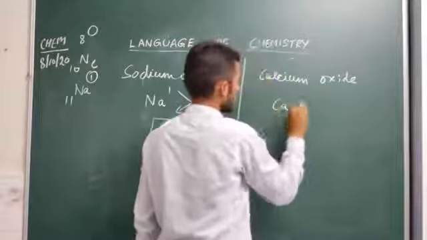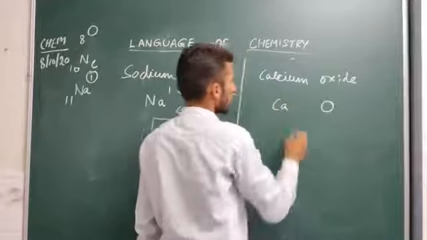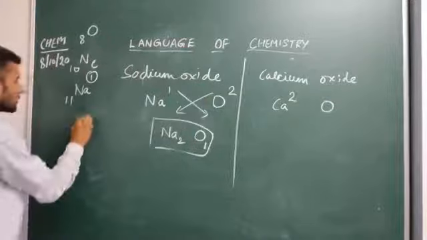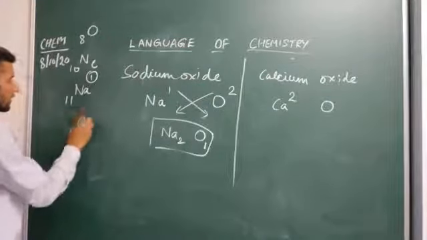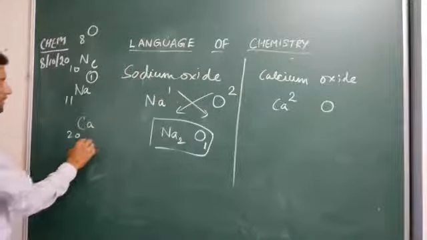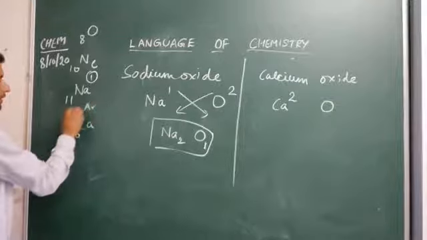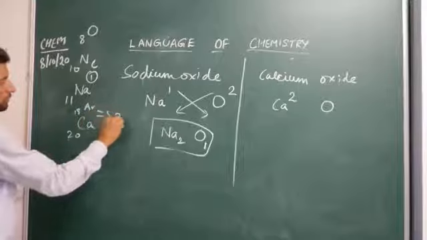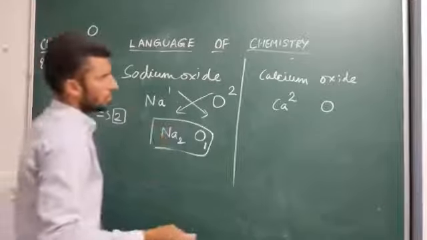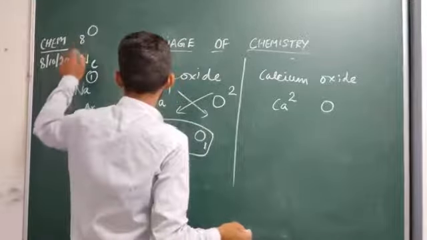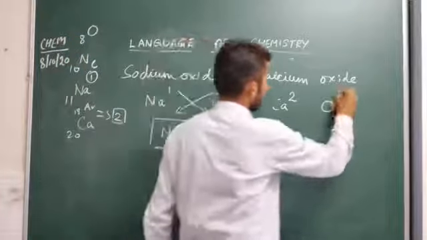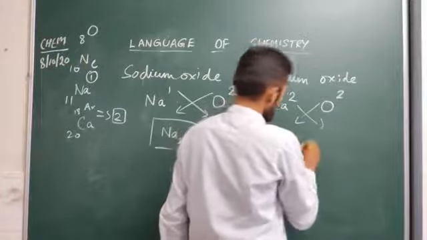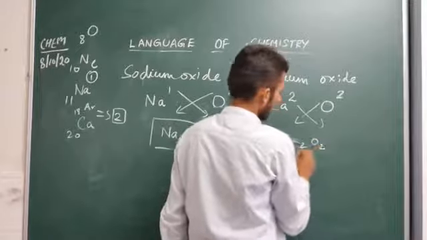Similarly, calcium oxide, you can write calcium with symbol Ca, oxygen with symbol O. Calcium's atomic number is 20, and the nearest noble gas to calcium is argon, atomic number 18. So 20 minus 18 is equal to 2. So the valency is equal to 2, and for oxygen, as I said earlier, the difference is 2. So here also 2.